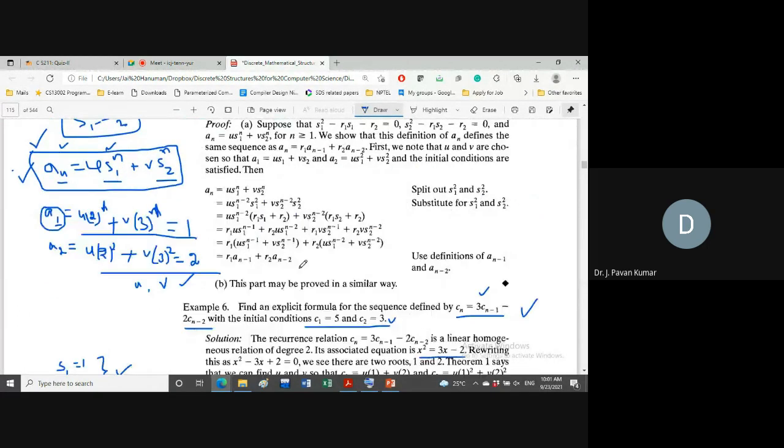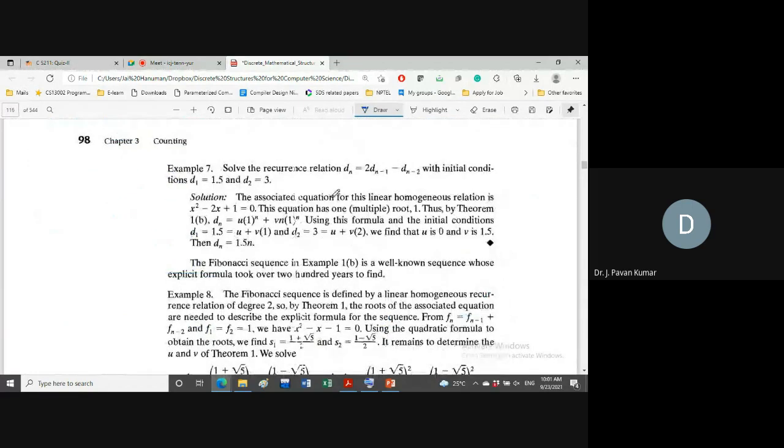Now let us see the example. Consider dn is equal to 2 into dn minus 1 minus dn minus 2. It is a linear homogeneous recurrence relation of degree 2. So what is the characteristic equation for this? x square minus 2x plus 1 is equal to 0. Now if you obtain the roots, they are 1 and 1, isn't it? Are we having distinct roots? No, because 1 is equal to 1, so we have to apply the second case.